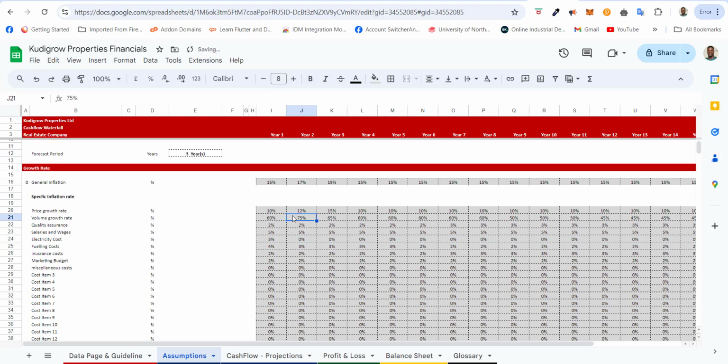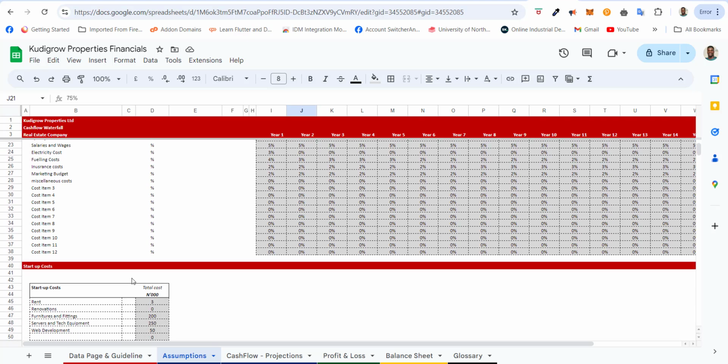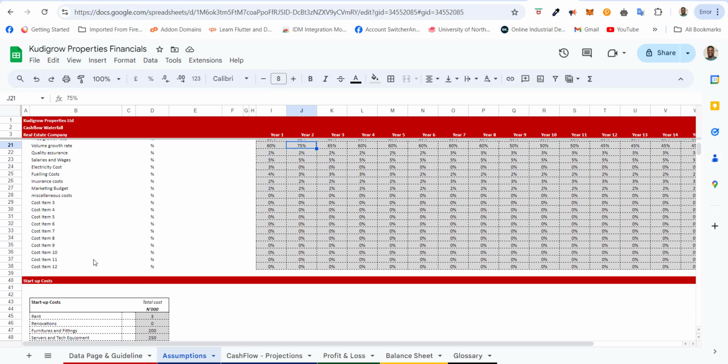So the volume growth rates, the number of properties sold and all of that. So we have quality assurance, salaries and wages, electric costs and all. Marketing budget, is there any increments and all of those things. Others that were not captured can also be captured. And the best thing here is that every single one of these items has been programmed. Let's go to what matters most.